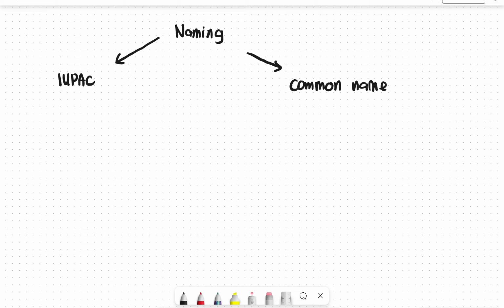What is the difference between IUPAC and common names? IUPAC is a standard name, while common name is a commercial name. It's like our IC name and our nickname. So IUPAC is like our IC name, and common name is like our nickname. That is how you differentiate the nomenclature. The term here is nomenclature. So we look at IUPAC naming first.